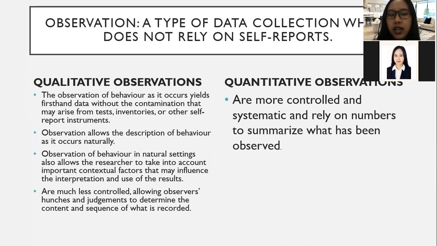In observation, it is much less controlled because it allows the observers' conscious judgment to determine the content and sequence of what is recorded. In quantitative study, observations are more controlled and systematic, and they rely on numbers to summarize what has been observed.